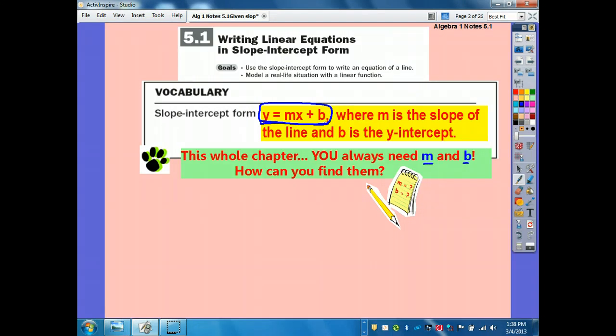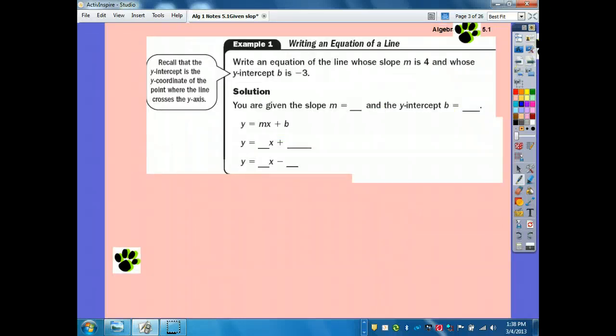Today, I'm going to give you your slope and 1 point. Write the equation. Before it was, here's the equation, graph it. All right? So now, every day I'm going to teach you different ways, give you a clue, and then you have to use those clues on how to figure out how to write it in slope-intercept form. Today, it says write an equation of the line whose slope is 4 and whose y-intercept is 3.